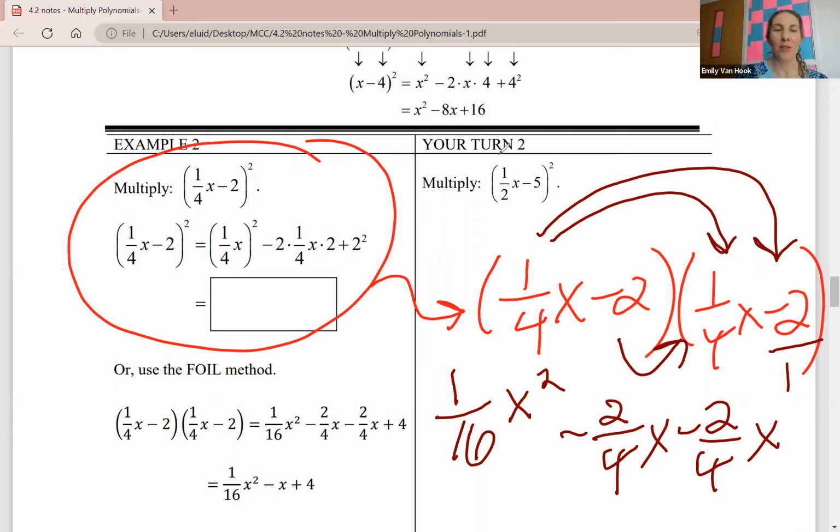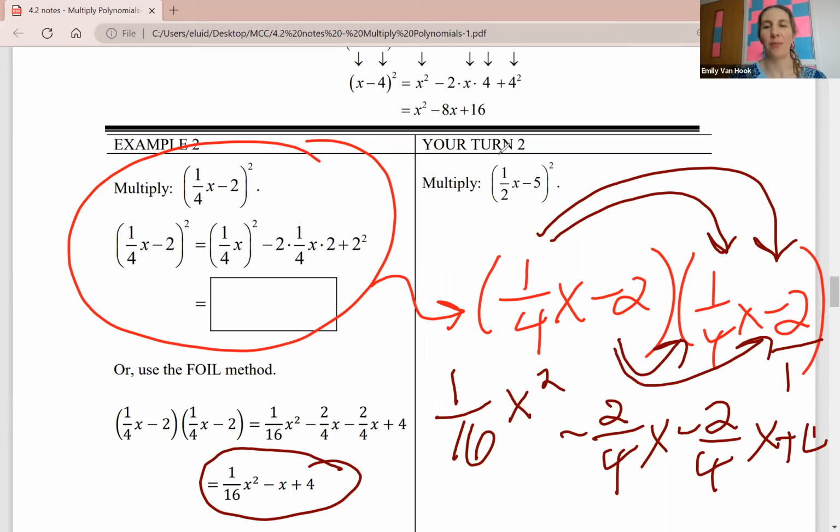So that's where that -1x comes from, as you're seeing already written for the answer. And then your last terms, -2 times -2, +4. So that's FOIL: first, outside, inside, last. Combine the middle terms together. -2/4 plus -2/4 is -4/4, which reduces to -1. So -4/4 reduces to -1x.